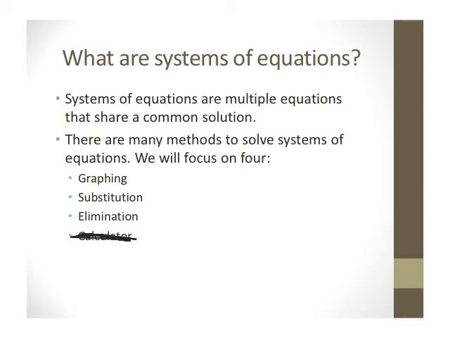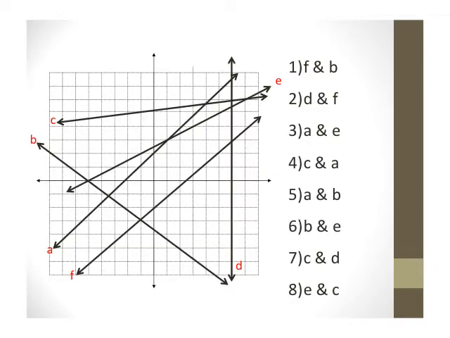Okay, so what are systems of equations? They are multiple equations that have a common solution, okay? So basically, a solution is a value that fits into the x and y and solves the problem, makes both sides of the equation equal without any variables involved, okay? So there are many methods to solve these. We're going to actually focus on 3: graphing, substitution, elimination.